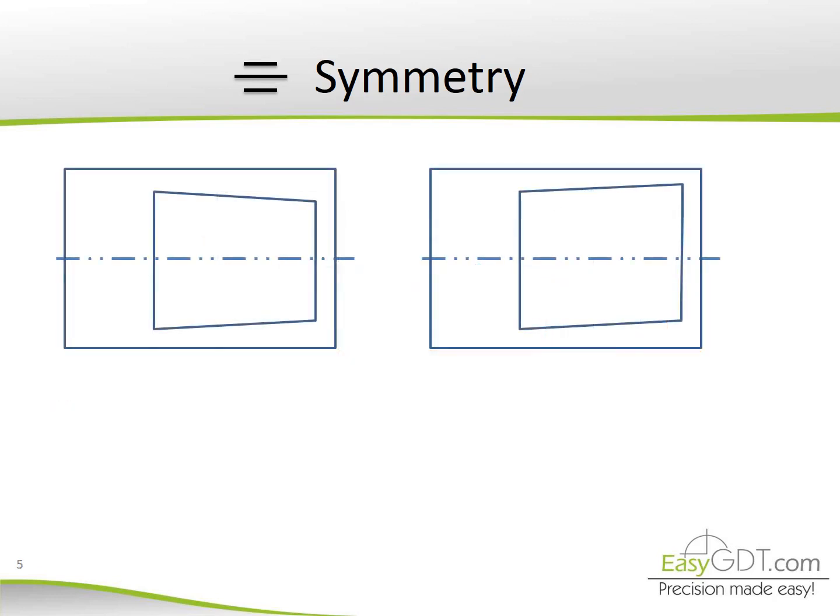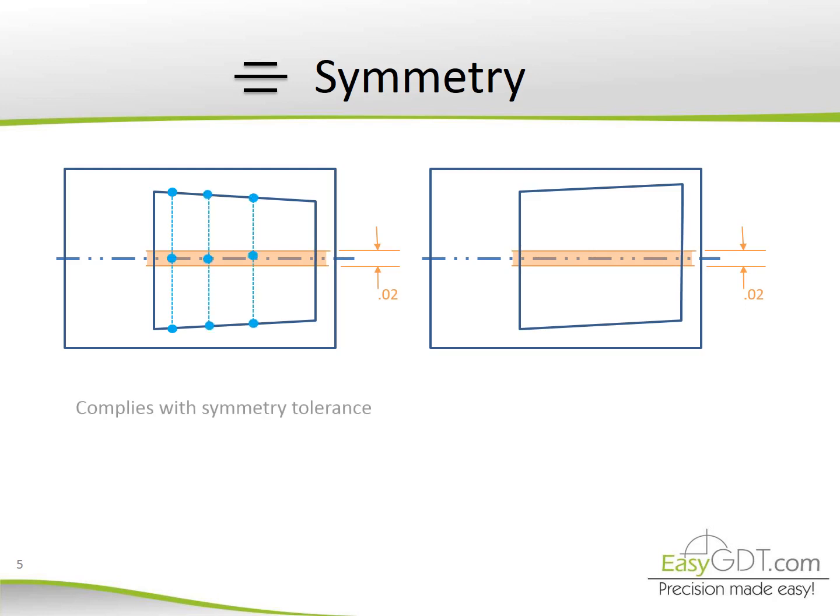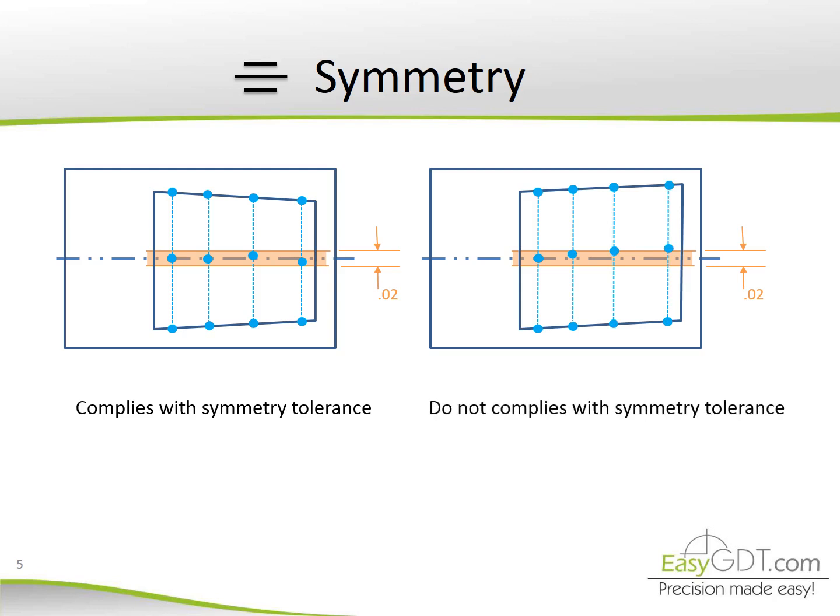Here we can see two examples. On the left side, we can see that although the internal feature does not have a constant size, this varies symmetrically. Unlike the right side, in which the distance between the inner faces is constant, but both are skewed upwards, so this feature does not comply with the tolerance of symmetry.